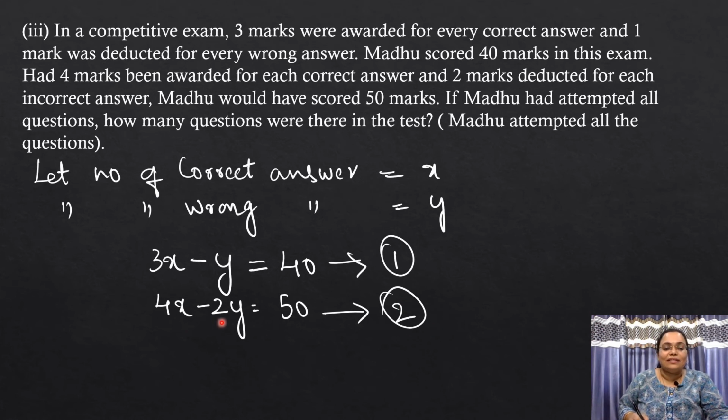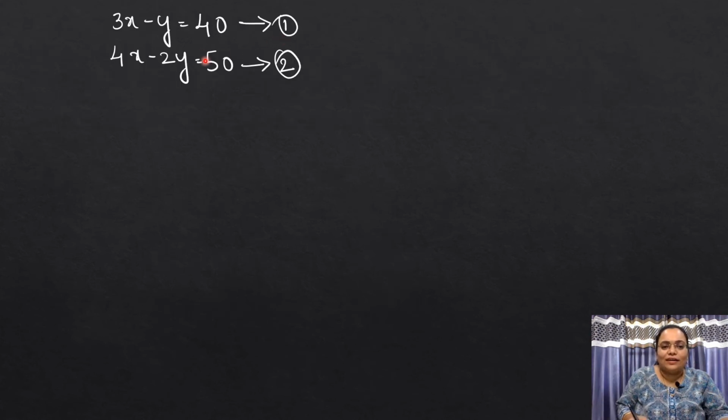Now let us find the value of x and y. So we have equations 1 and 2, and we need to use the elimination method to find the values of x and y. So how do we eliminate a variable? We need to check if the coefficients of the variables are equal. They are not equal, right? So we will make them equal. We will multiply the whole equation 1 by 2.